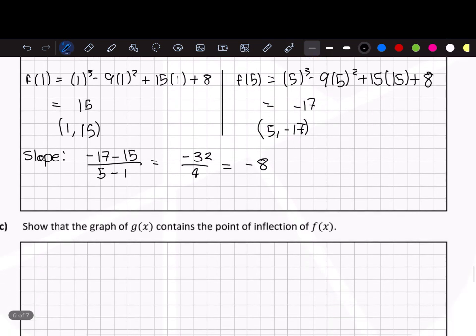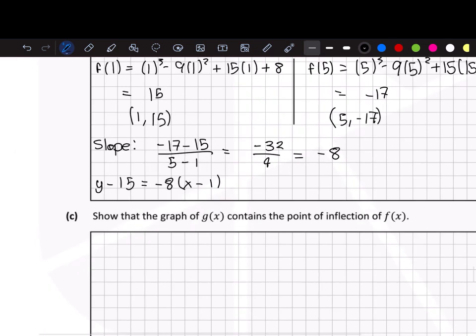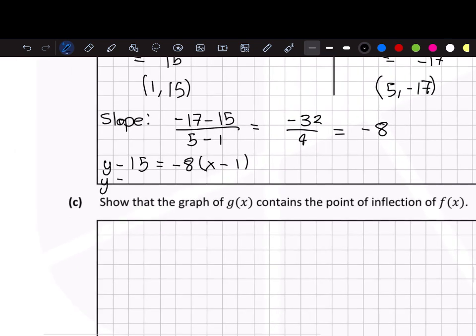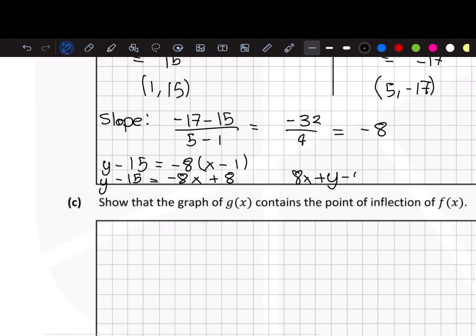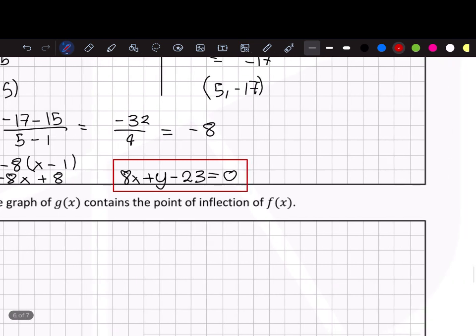Now I can just choose either point and use this as my slope. So I'll get y minus y1, 15, is equal to minus 8 times x minus x1, which is 1. So I get y minus 15 is equal to minus 8x plus 8. I'm going to bring the 8x over, so I get 8x plus y, and if I subtract 23 from both sides, I get 8x plus y minus 23 is equal to 0. So this right here is going to be the equation g of x.